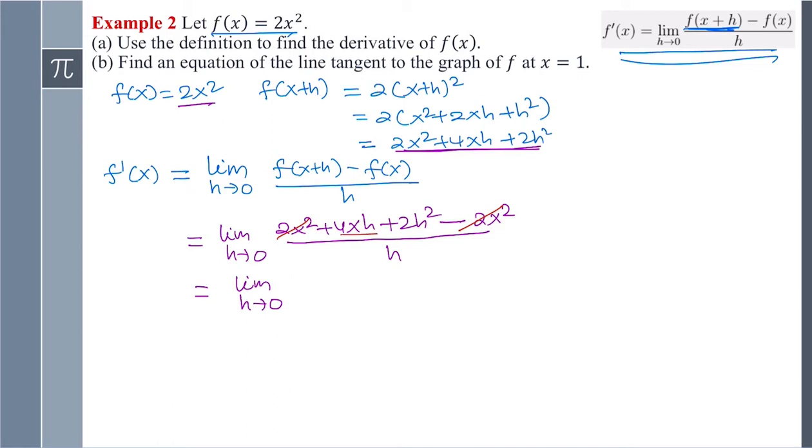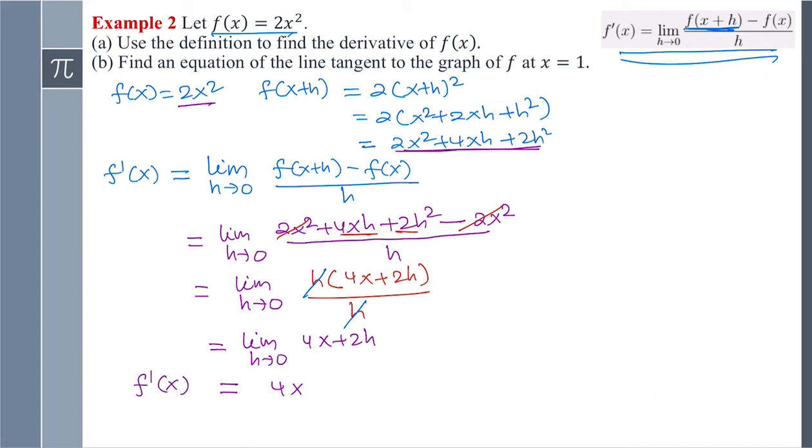Now we can factor h from these two terms. If I factor out h, I have 4x plus 2h divided by h. And then we can go ahead and cancel these two. So that way we get the limit as h approaches 0 of 4x plus 2h. Now we can do the direct substitution. If we do that, we get 4x. That means f prime of x equals 4x.